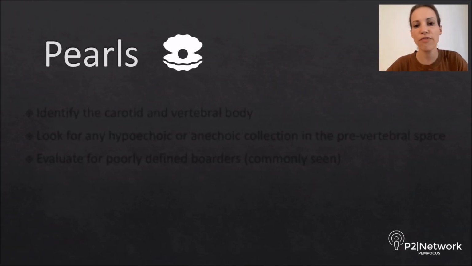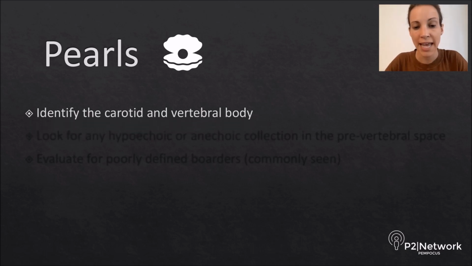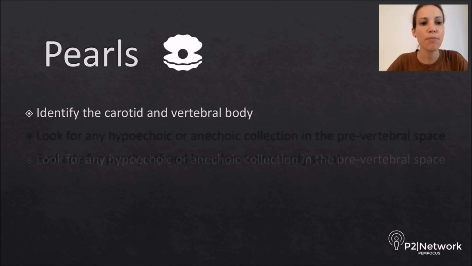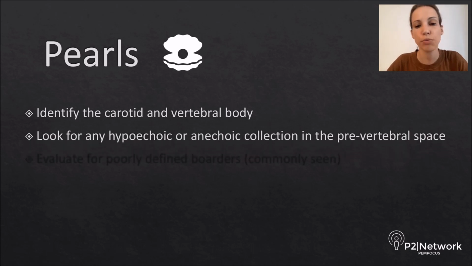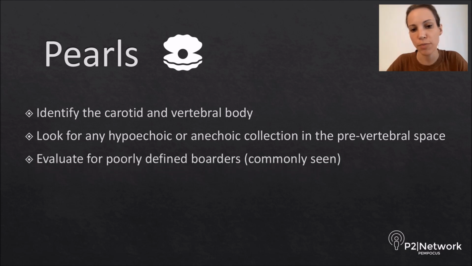So now that we've evaluated a number of normal and abnormal POCUS scans in the evaluation of an RPA, let's just review some pearls and pitfalls. So first, just remember to always identify the carotid and vertebral body first, as these can really hone you in to make sure you're looking at the correct anatomical area for evaluation of the RPA. You then want to look for any hypoechoic or anechoic collections in this prevertebral space, and evaluate for any poorly defined borders, because remember, RPAs often have these poorly defined borders.